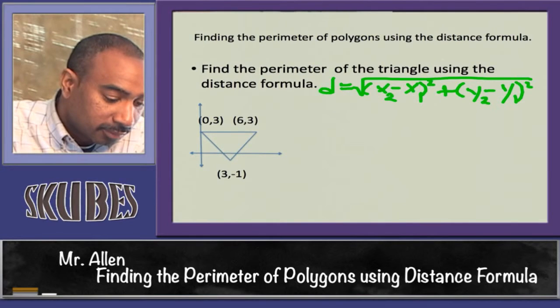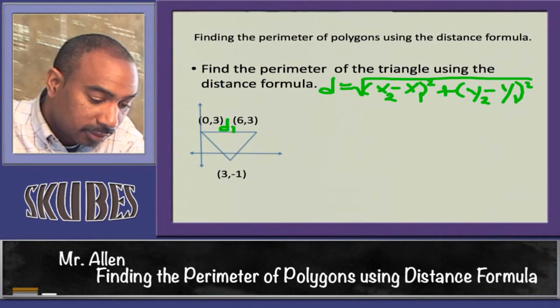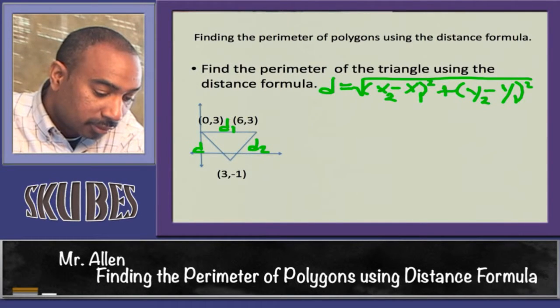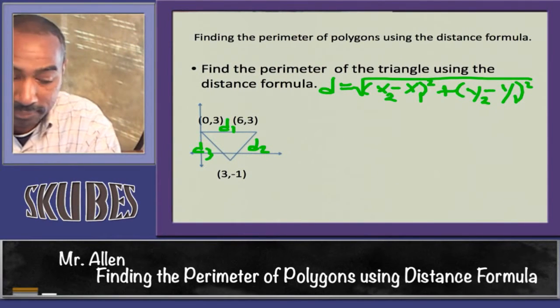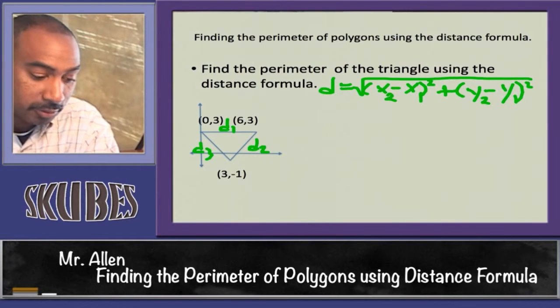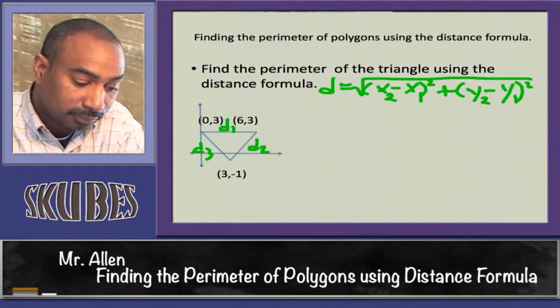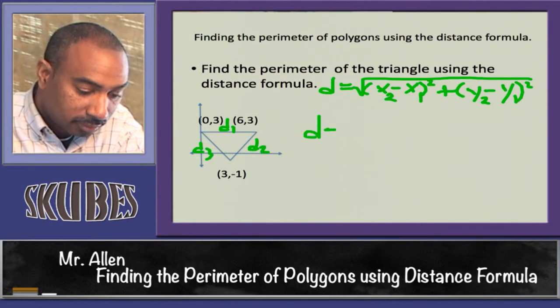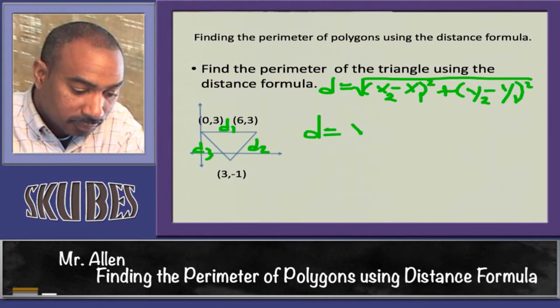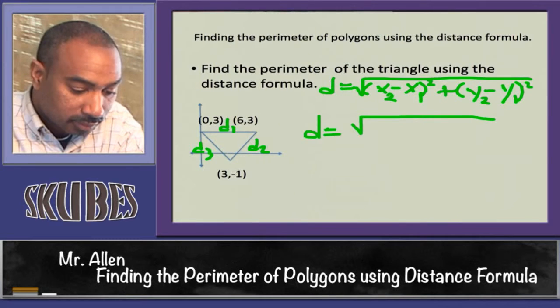Let's say I start here, and let's say distance 1, distance 2, and distance 3, and we're going to add these up. So let's go ahead and put these coordinates inside the formula. Let's say we start with (0, 3) and (6, 3). All right, so you're going to have 0 minus 6 squared.